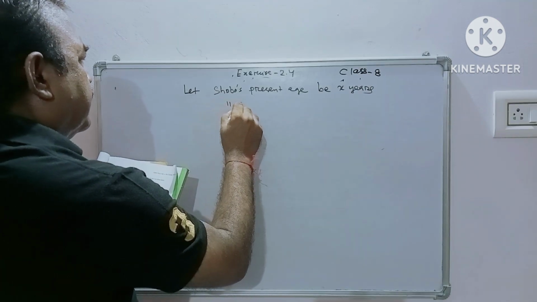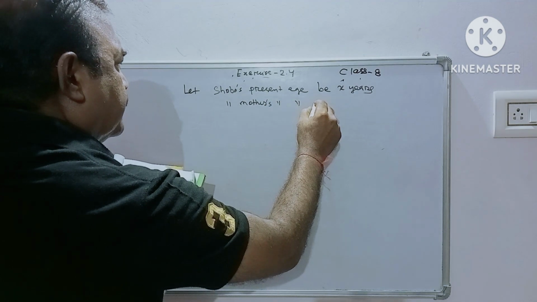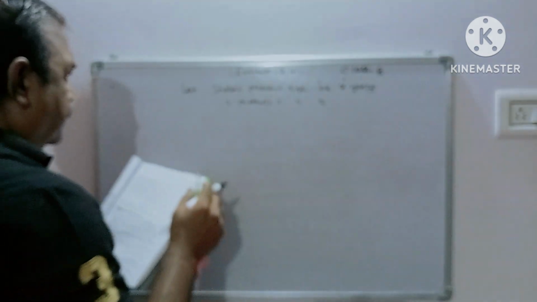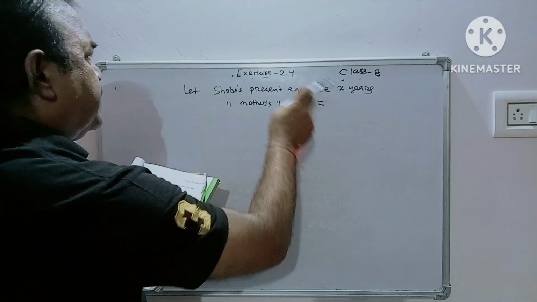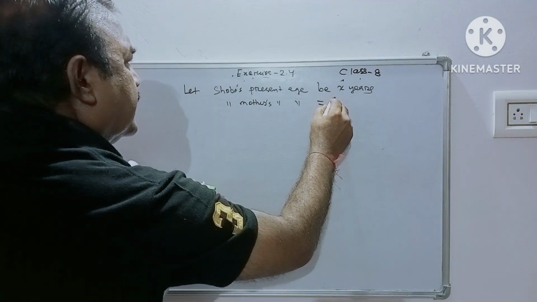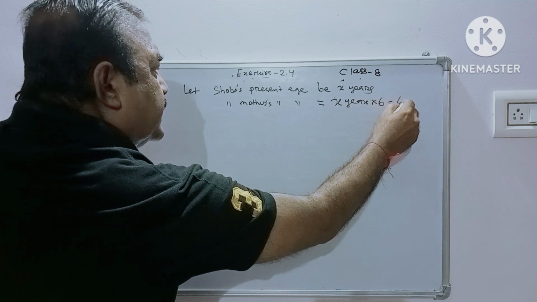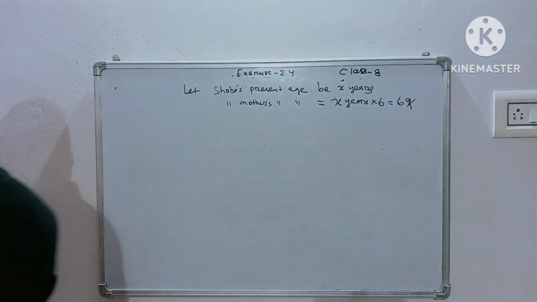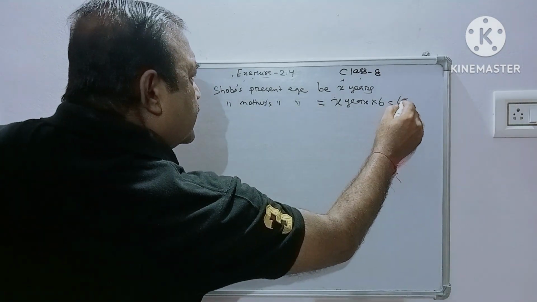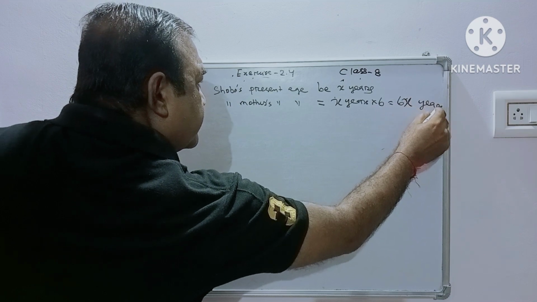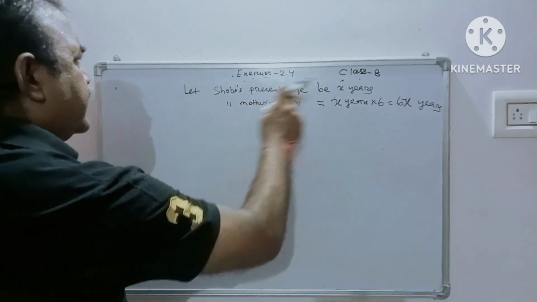So suppose mother's present age is equal to 6 times Sobo's present age, so that is x years into 6, that is equal to 6x years. So 6x years is Sobo's mother's present age, and x years is Sobo's present age.